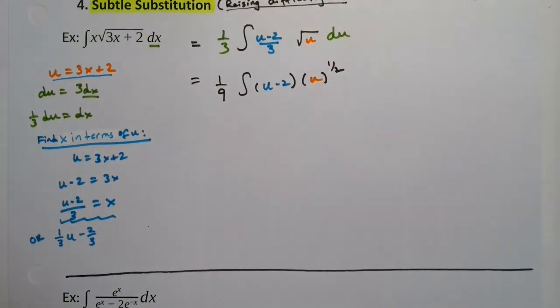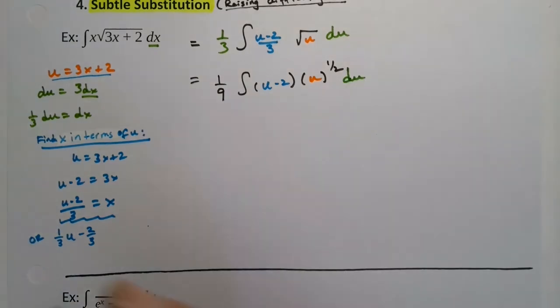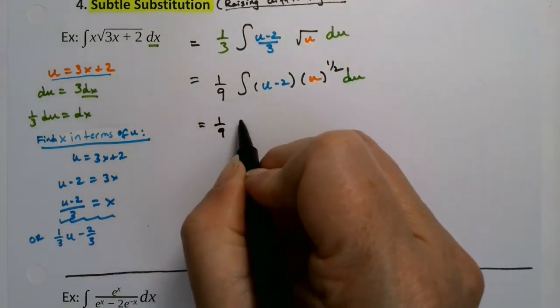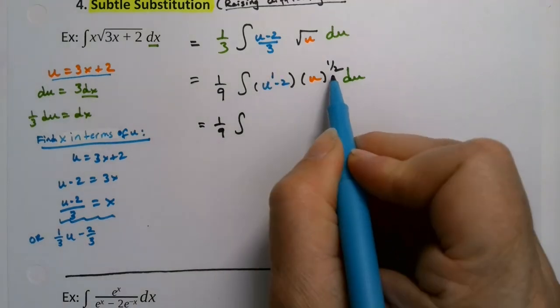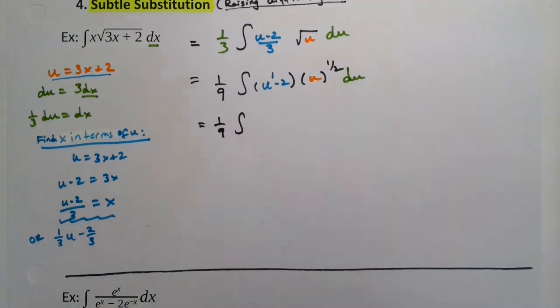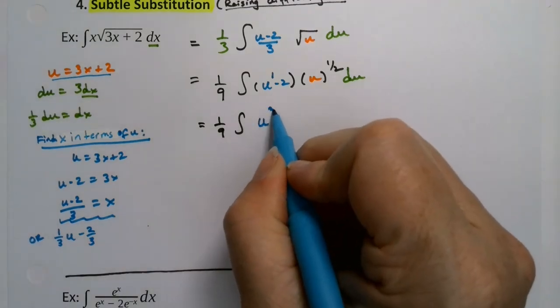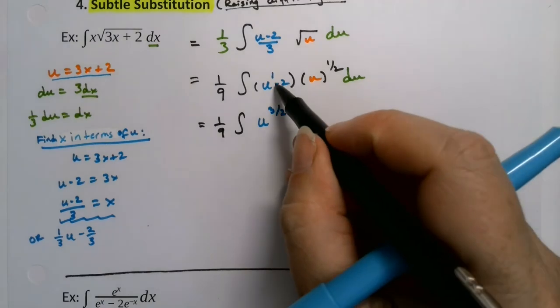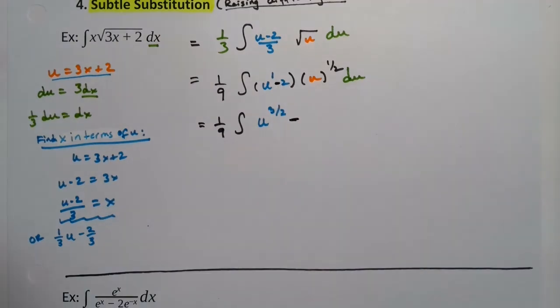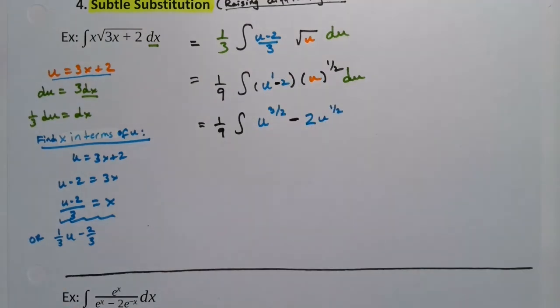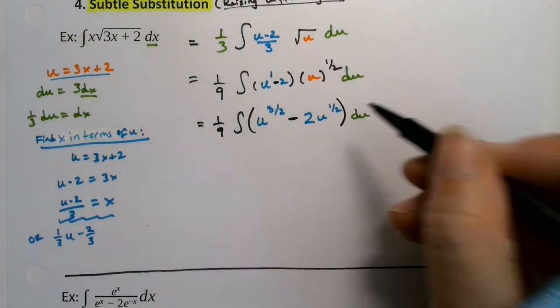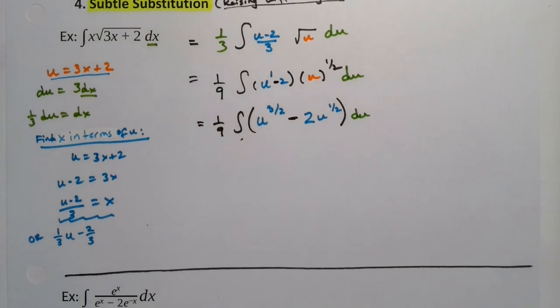So hopefully you can feel what's about to happen. I'm about to distribute, right, using one of those other techniques. So this is 1/9 integral of, okay, so this is u to the 1. U to the 1 times u to the 1/2 would be u to the 3/2. I'll just write it with blue. Minus, because of that minus right there. And then it would be 2u to the 1/2, right? So 2 times u to the 1/2 du. The du, of course, ends my integrand. So if the integral symbol begins it, then the du ends it.